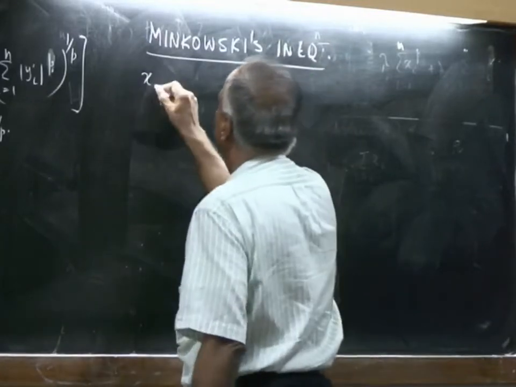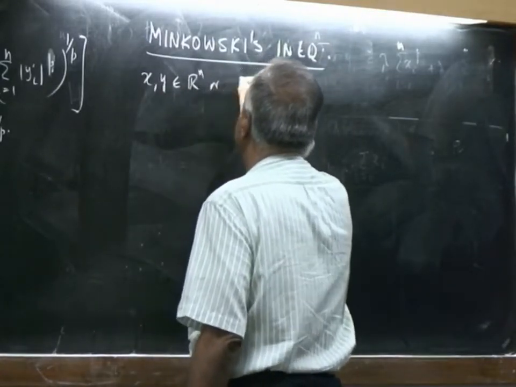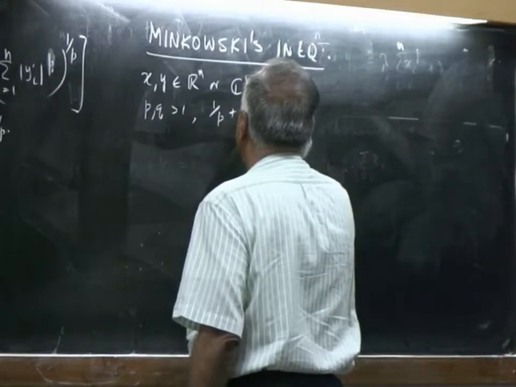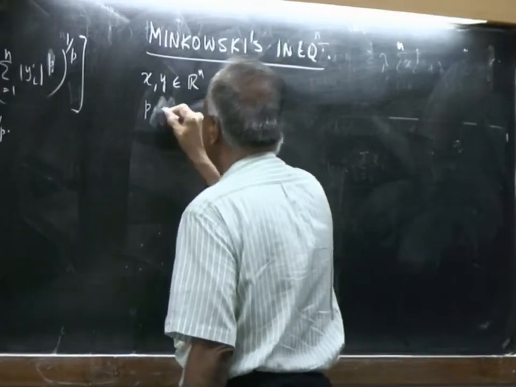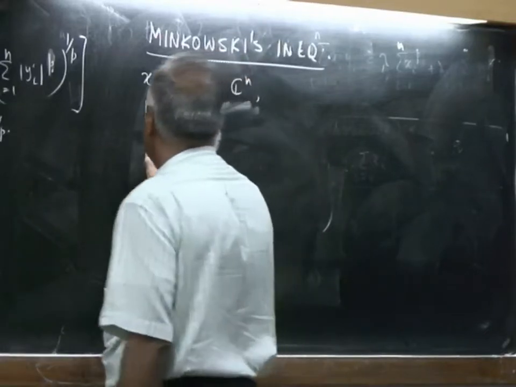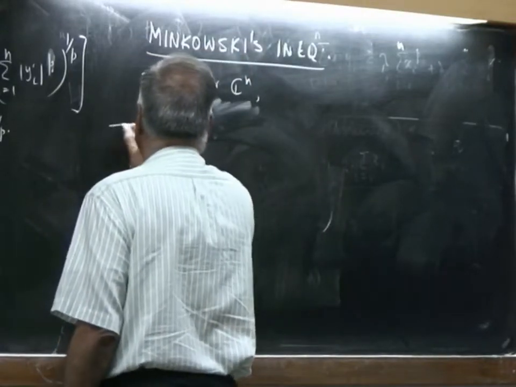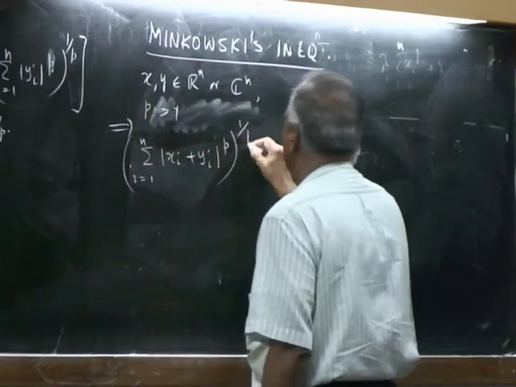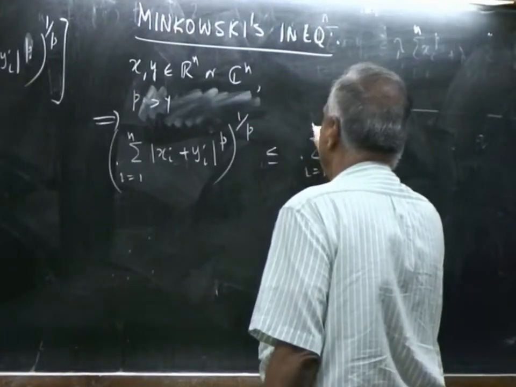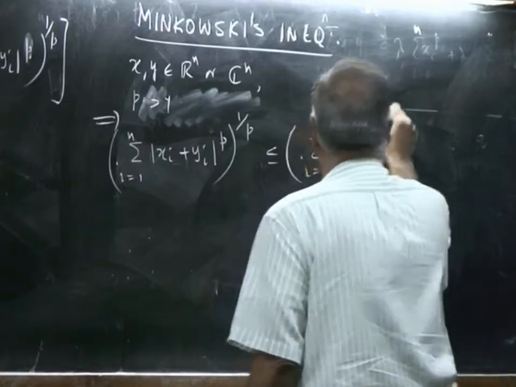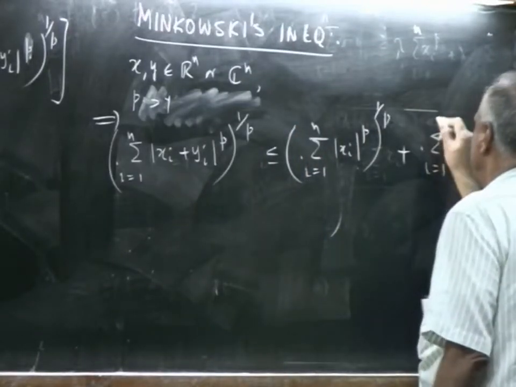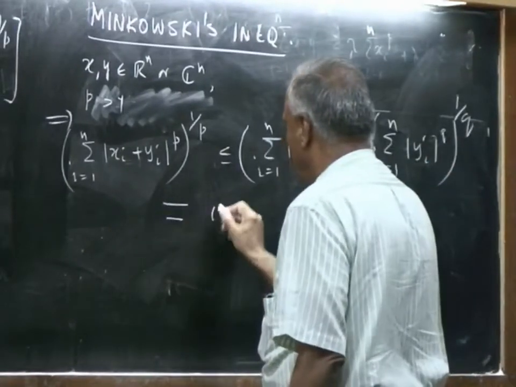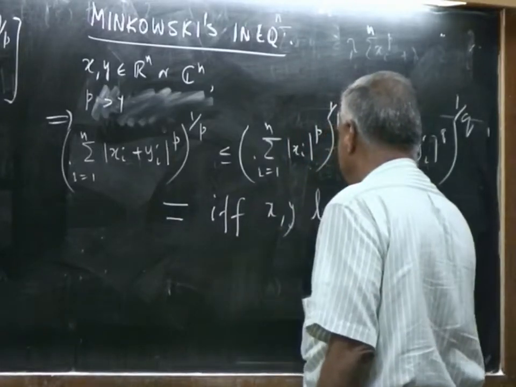Which means x, y belong to Rn or Cn, p, q greater than 1, 1 over p plus 1 over q equal to 1. I'll just say p greater than 1 is enough for me. I'll write first p greater than 1: summation i equal to 1 to n mod xi plus yi to the power of p, to the power of 1 over p is less than or equal to summation i equal to 1 to n mod xi to the power of p, to the power of 1 over p, plus summation i equal to 1 to n mod yi to the power of p, to the power of 1 over p. Equality holds only if x, y are linearly dependent.